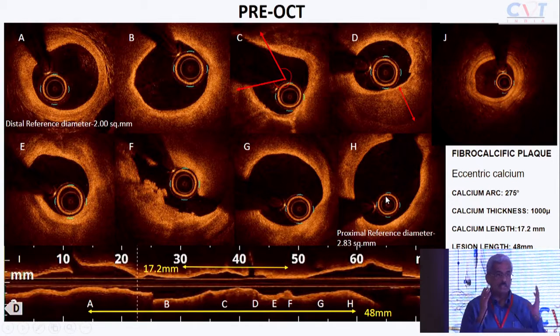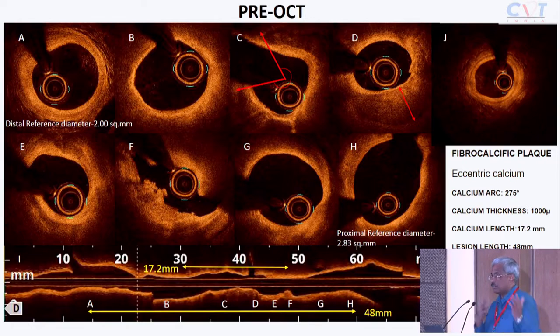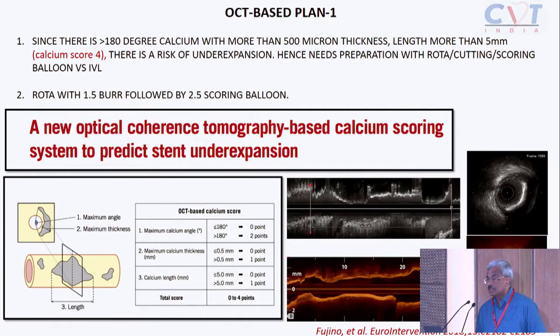So you have all this in your head. You have calcium, you have a 2 millimeter reference, you have 2.8 proximal. Your calcium length is about 17.2 millimeters. The length of the lesion from normal to normal is 48 millimeters. So this is all in your head. What do you do next? What is your plan?